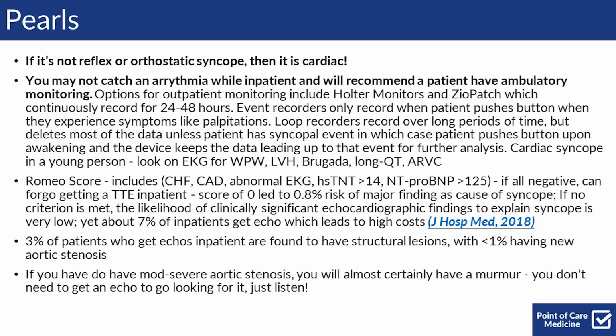When you're thinking about whether somebody is going to have a cardiac arrhythmia in the inpatient setting, you can think of something called the ROMEO score. And the things that this looks for are congestive heart failure, coronary artery disease, an abnormal EKG, an elevated troponin, and an elevated proBNP.